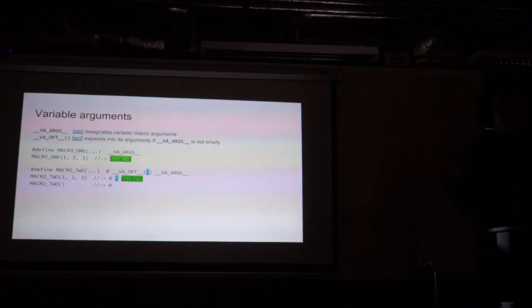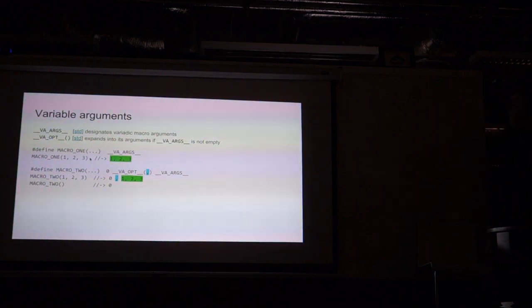Variable arguments. For our next trick, we need to learn variable arguments. It's basically just like variadic parameters. So first of all, of course, we have __VA_ARGS__. This is the link to the standard. It designates variable macro arguments, basically those tokens that you pass. There is also the __VA_OPT__, which takes not exactly a parameter, but tokens, and they may contain a comma, so it doesn't have to be exactly one parameter. And it expands into its token arguments if the __VA_ARGS__ is not empty.